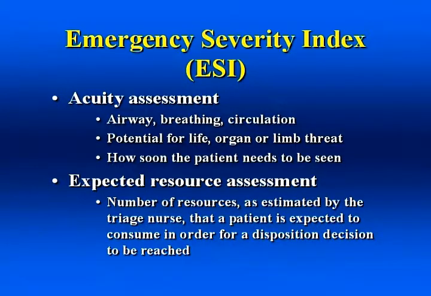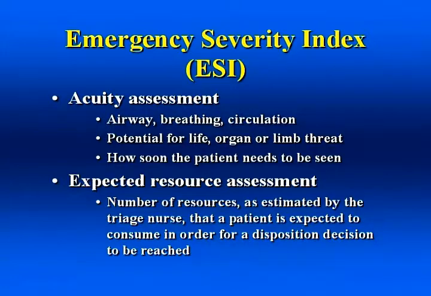The Emergency Severity Index uses both acuity and expected resource consumption to determine triage priority. Acuity, or severity of illness or injury, is used to assess the ABCs: airway, breathing, and circulation. The triage nurse evaluates the potential for life, limb, or organ threat to determine how soon that patient needs to be seen. Acuity is always assessed initially.